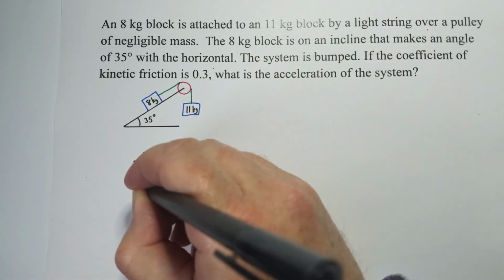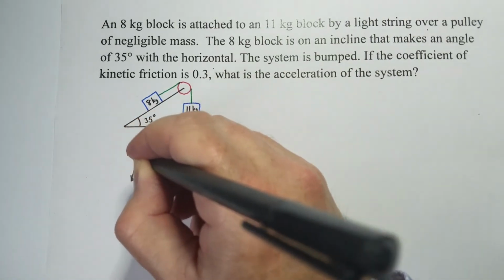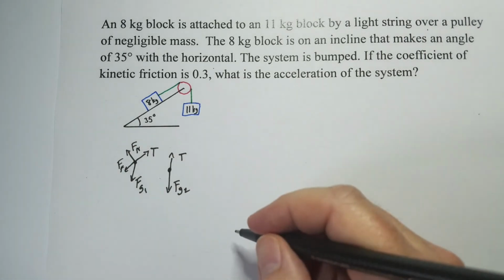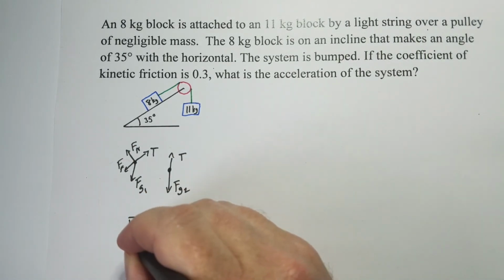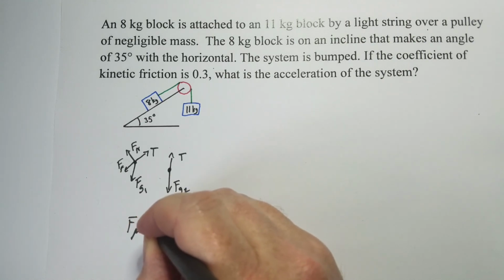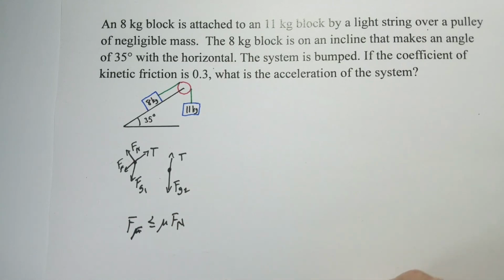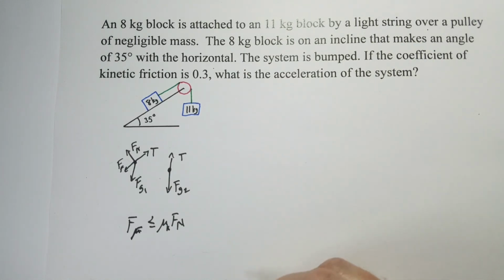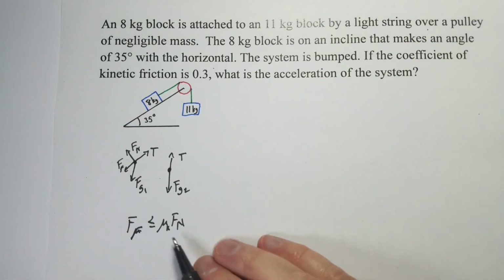That's supposed to be straight down. And then friction. Friction is going to be less than or equal to mu times the normal force. In this case, it's going to be kinetic friction. Same equation, just now it's kinetic friction instead of static friction.